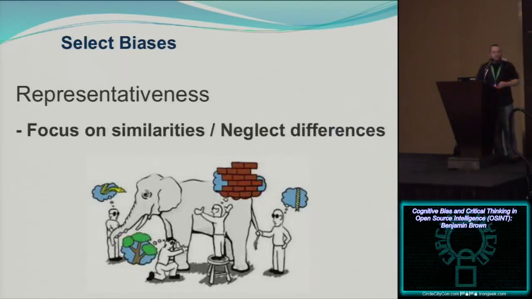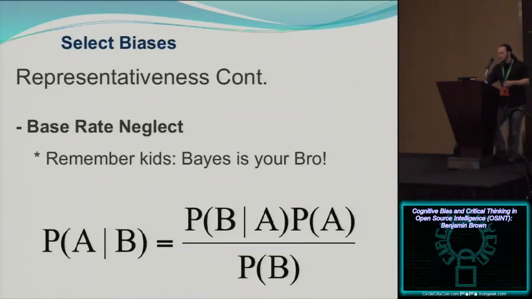The representativeness bias is indicative of this draw to really focus on similarities between pieces of data instead of actually looking at the differences. One subcategory here is the base rate neglect fallacy. So a really helpful tool for dealing with base rate neglect is using the Bayesian theorem.